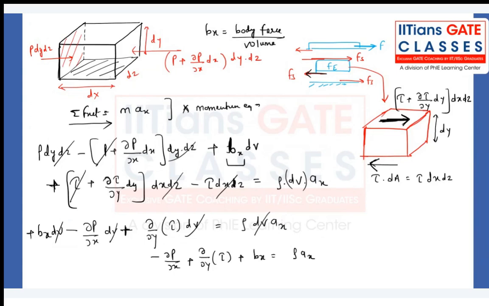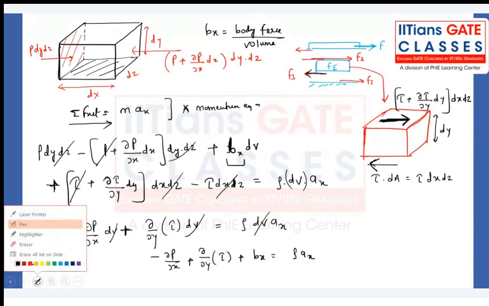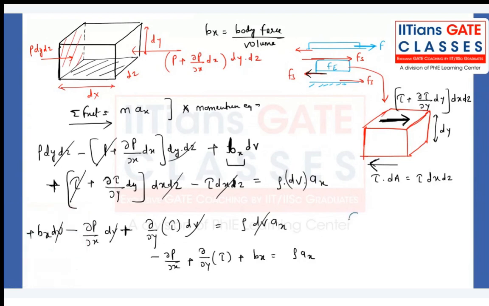Body force per unit volume, correct. So what you are getting, my dear friend? Here we are discussing Newtonian fluids. So tau will be what? Mu into dou u by dou y. Directly we can write du by dy, or we can write dou u by dou y.